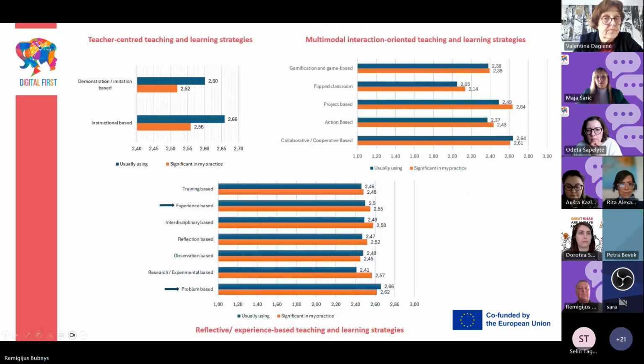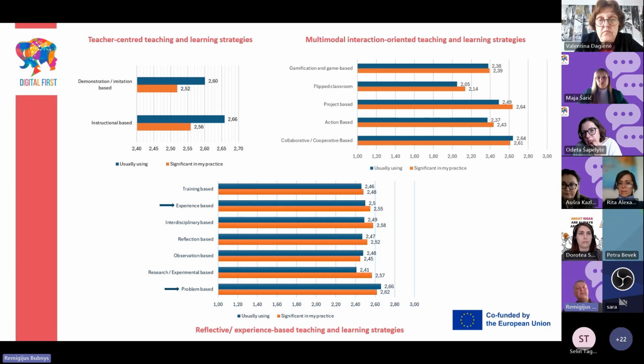Multimodal strategies, as you can see, interactive teaching and learning methods that use different ways of presenting information and engaging students to better suit their needs, are less commonly used by teachers compared to the other strategies. Teachers highlight the importance of these methods, suggesting that they could be used more effectively.